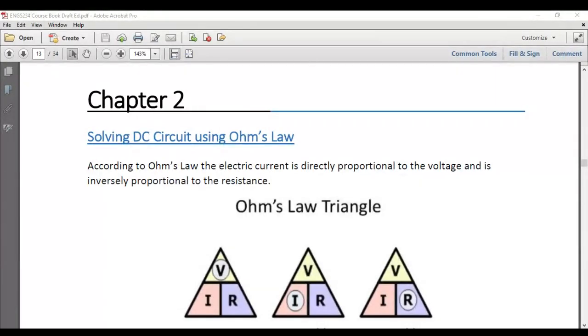Okay, class. Today we are going to start our new topic. This is our course about demonstrating AC and DC principles in electronic circuits.